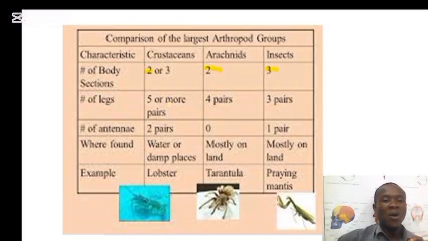In terms of number of legs, the crustaceans have five or more pairs of jointed walking legs. But in the case of Arachnida, there are four pairs of jointed walking legs. And in the class Insecta, there are three pairs of jointed walking legs. When we talk about the antenna, crustaceans have two pairs of antenna, which is absent in Arachnida, and we have one pair of antenna present in Insecta.